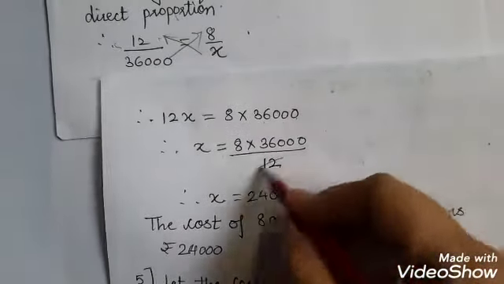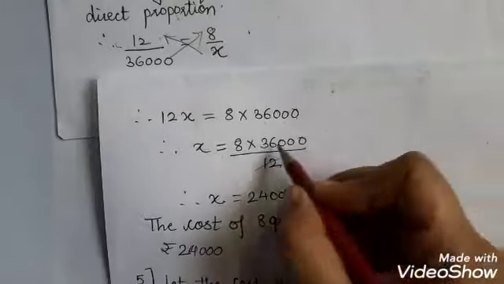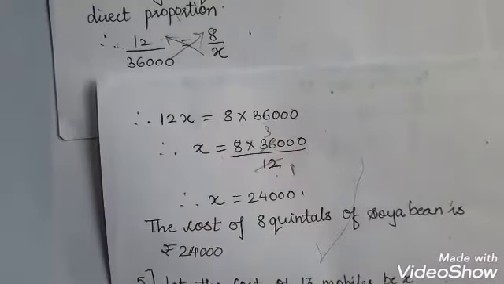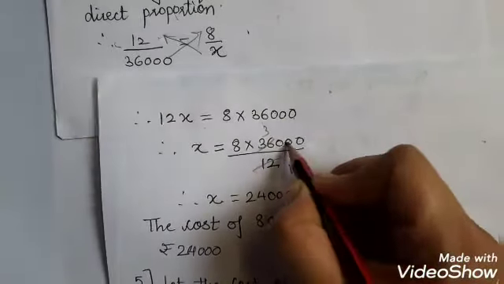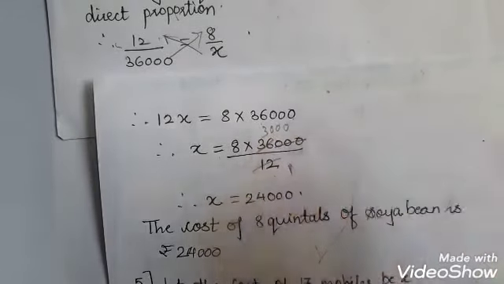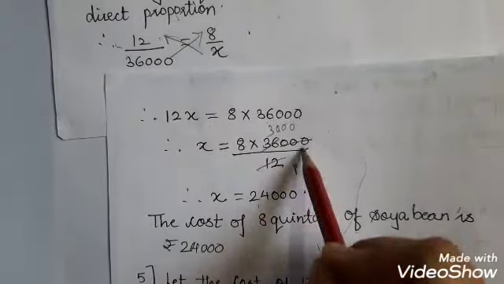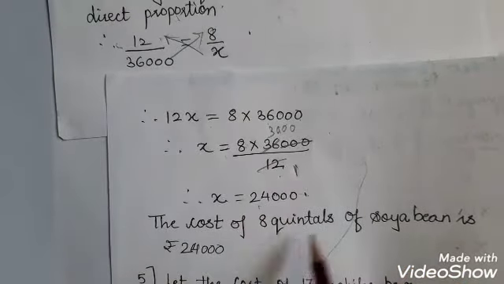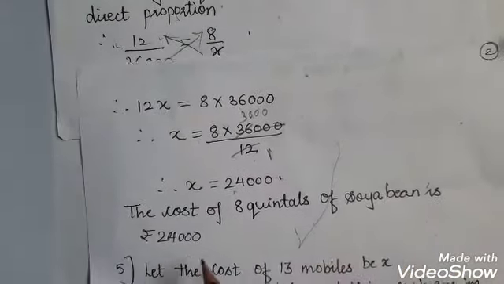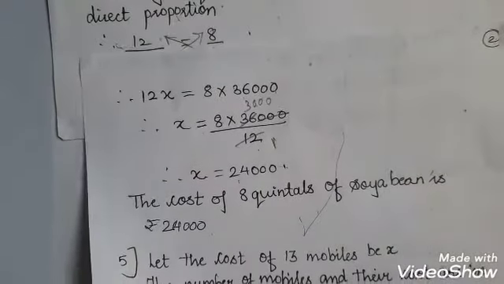So 12 ones are 12. 12 threes are 36. And how many zeros? 1, 2, 3 zeros. So now you multiply. 8 3s are 24 and 1, 2, 3 zeros. So the cost of 8 quintals of soyabean is rupees 24,000.